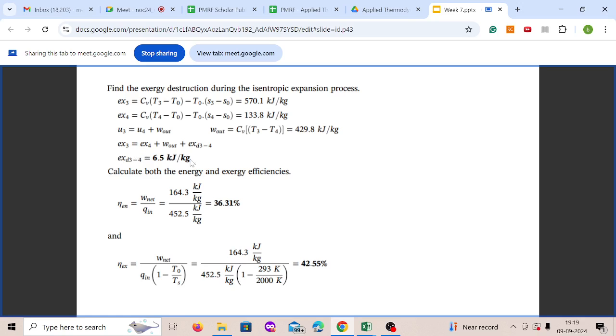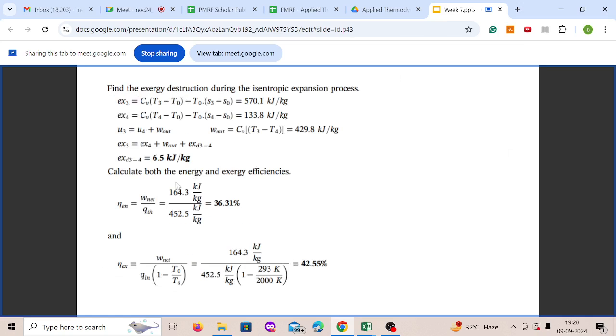So exergy destroyed here is found by doing an exergy balance. So EX3, which is coming in, equals the terms which are going out: EX4 plus W out plus the exergy destroyed. So exergy destroyed will come out to be 6.5 kilojoule per kg. So now we can calculate the exergy efficiency and energy efficiency. The net work generated is 164.3 kilojoule per kg, and the heat added is 452.5, which we have calculated.